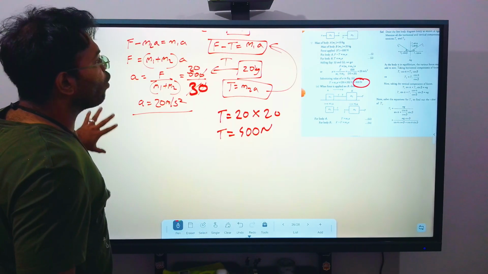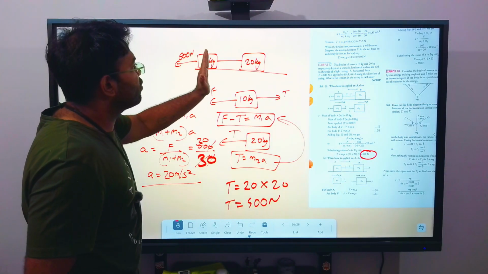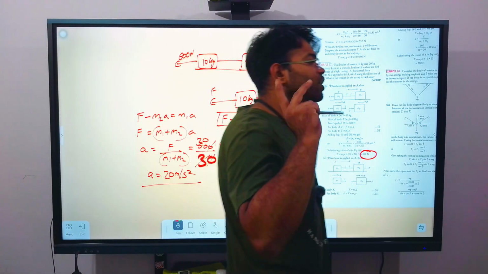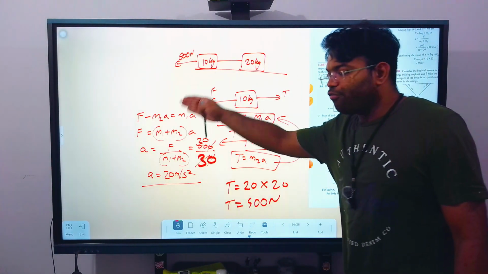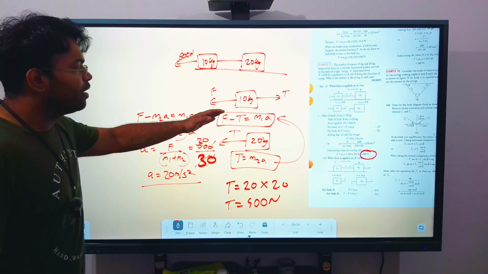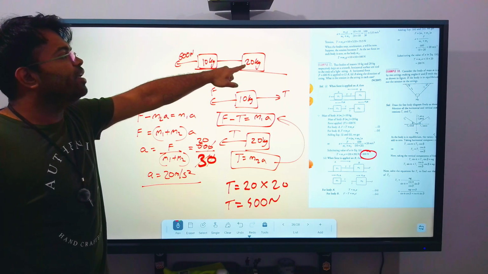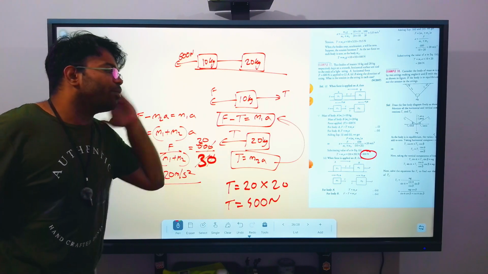Any doubts? So what happened here? Basically, you had a force being applied on the 10 kg load. So the 10 kg was experiencing two different forces in two different directions. So we drew the free body diagram as F minus T is equal to M1 into A. Correct? And since there was only one force acting on the 20 kg load, you had tension only. So tension is equal to m2 into a.